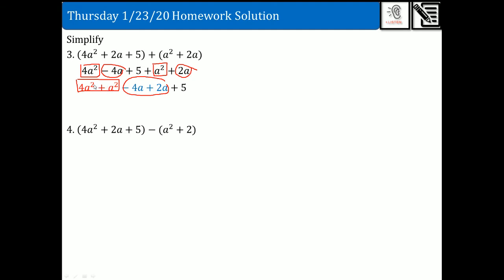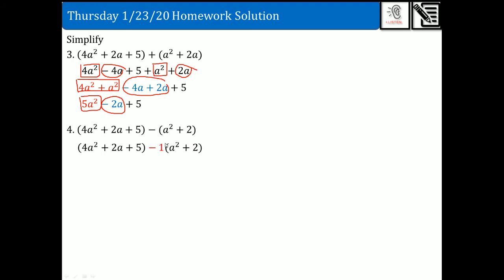These all belong to the a squared family, degree of 2. There's really a 1 in front of the a squared here. So 4a squared plus 1a squared becomes 5a squared. Minus 4a plus 2a becomes negative 2a. Nothing happens to the 5. Good? Any questions? This is your squared family, power 2. This is your circle family, power 1. This is your constant.